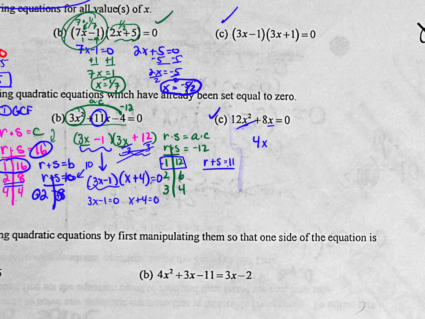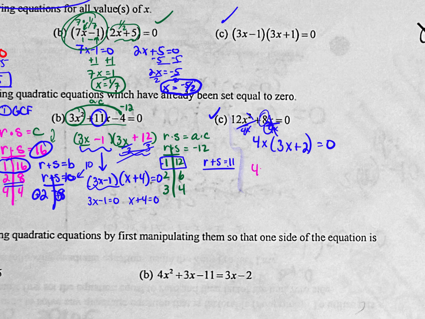All right, so these are just little divisions to figure out what's left inside. 12 over 4 is 3. One of the x's would cancel. And then 8 over 4 is 2, and the x's would just cancel. And so this time we factored it, and we can now solve this one. Here's your first factor, 4x. It's not a binomial this time. Here's your second factor, 3x plus 2.